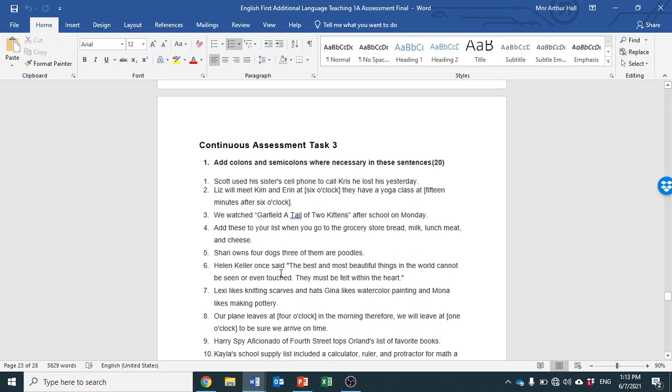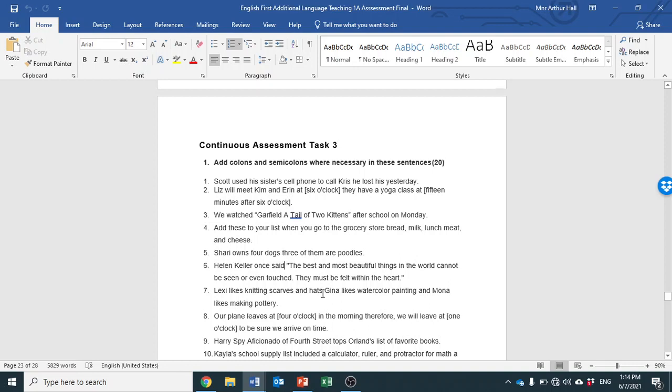Number 7, Lexi likes knitting scarves and hats. Gina likes watercolor painting, and Mona likes making pottery. Okay, again, ask yourself, who is doing what? In the first part, Lexi likes knitting scarves and hats. Lexi is your subject, likes knitting is your verb, and what does she like? Knitting scarves and hats. There's your object. So there is the end of a sentence.